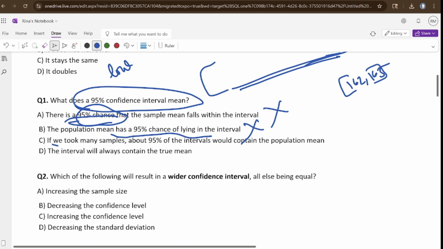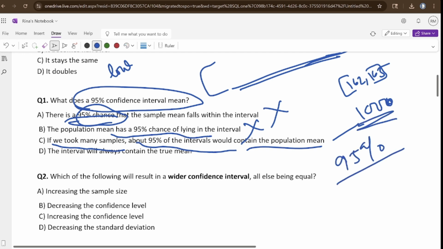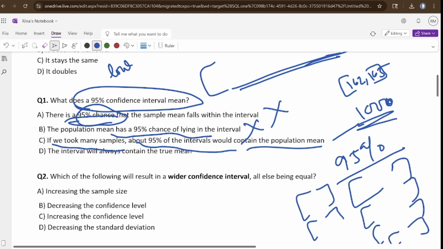If we take many samples, about 95% of the intervals would contain the population mean. Exactly. If we take 100 samples, then 95% of this interval will contain the population mean. See, this many intervals you have and 95% of this confidence interval will represent the true mean.